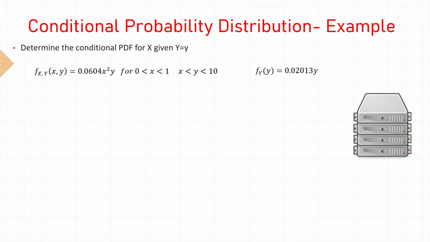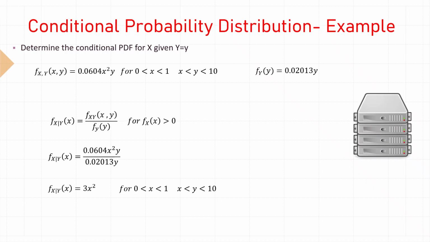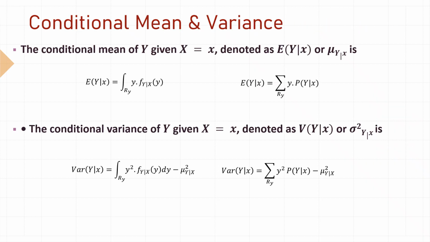In order to find the conditional PDF, we need to divide the joint and marginal PDFs. The conditional PDF of x given y is 3x squared. Once we have the conditional distribution functions, we can easily derive the conditional mean and variance following these formulas.